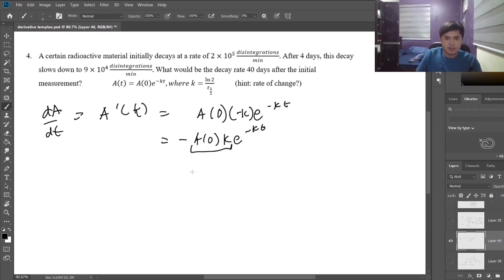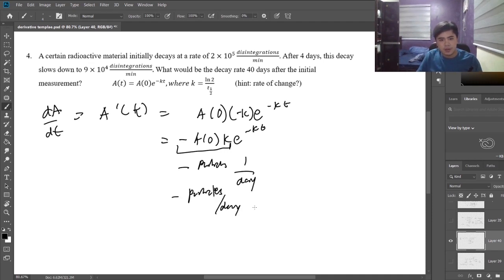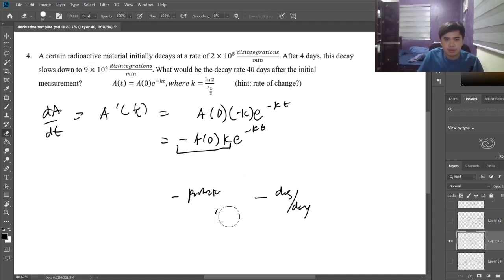Hold on. This is suspicious because this is particles, and this is going to be 1 over day. So the negative particles per day, or negative disintegrations per day. So close to disintegrations per minute. So what can we do in order to match this? Because the unit of this is disintegrations per day.